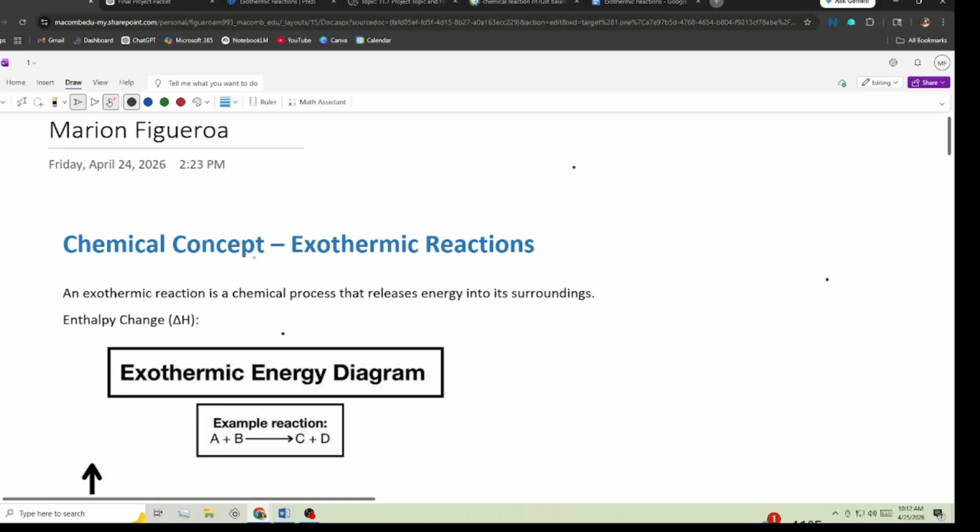For my final project, I chose to do the chemical concept of exothermic reactions. An exothermic reaction is a chemical process that releases energy into its surroundings. The energy usually comes off as either heat or light. For exothermic reactions, you're going to see an enthalpy change of negative. Your enthalpy is the difference between your reactant in your process and your product.